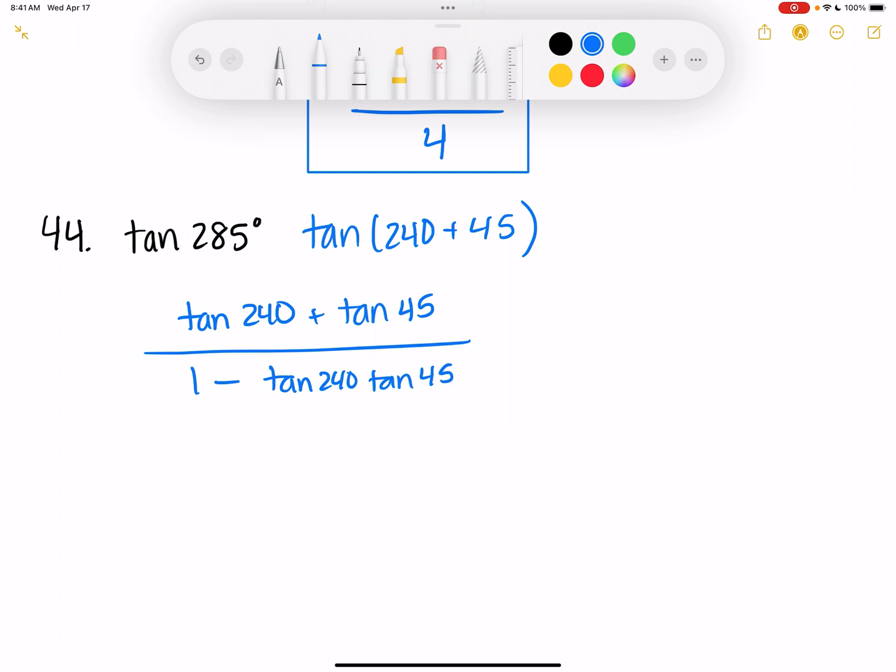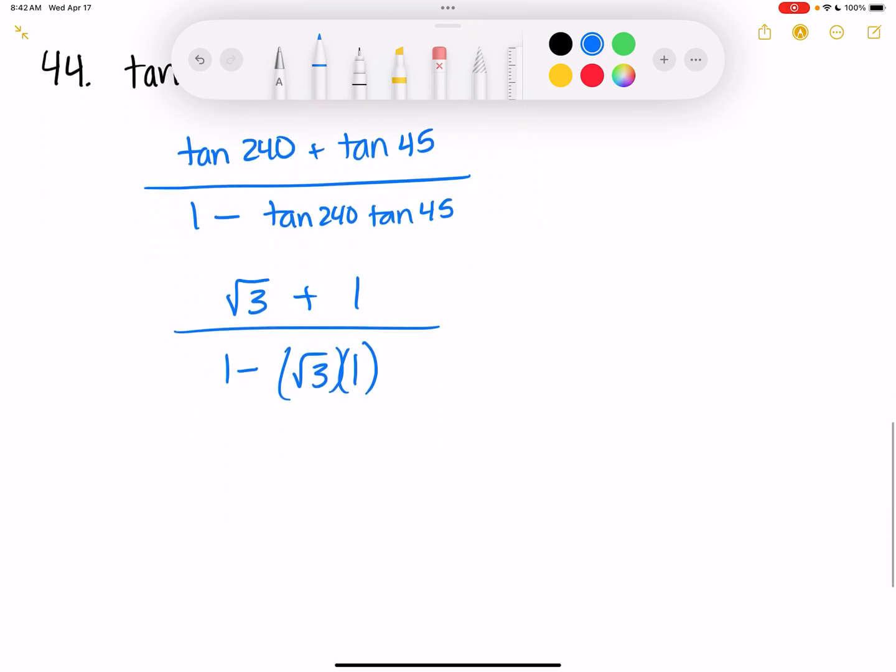Root 3. So root 3 plus the tangent of 45, 1 over 1 minus, and then since we already said them, root 3 times 1, which obviously is just going to be root 3. So I've got root 3 plus 1 over 1 minus root 3. And here people get tempted to start crossing things out, but we can't do that because they're being added together. So I need to do something to get rid of the radical on the bottom.